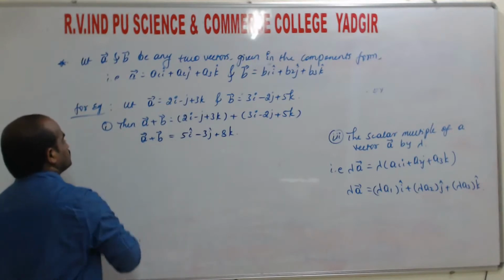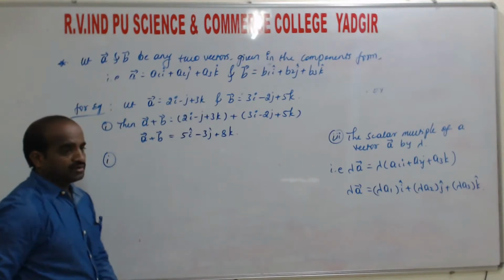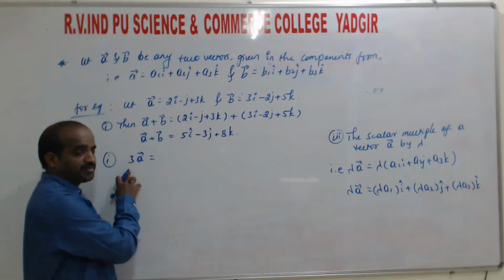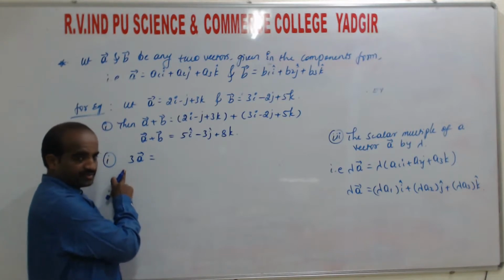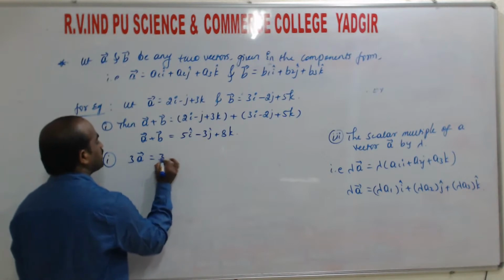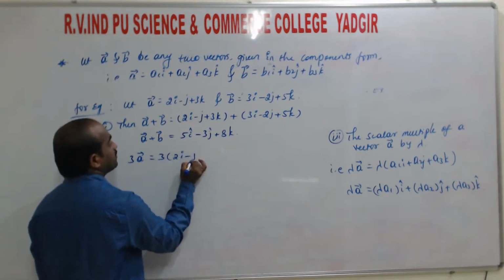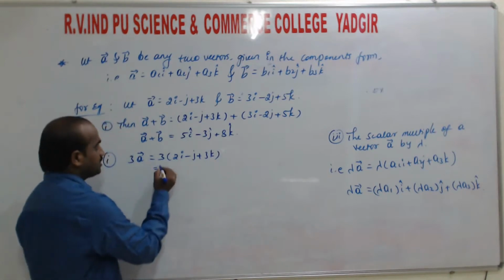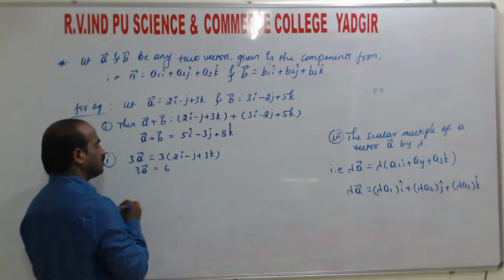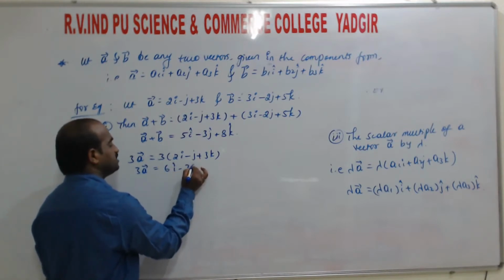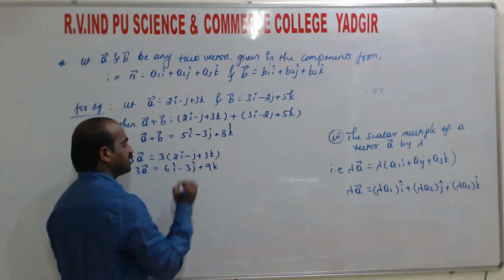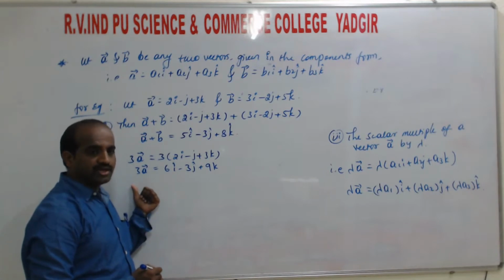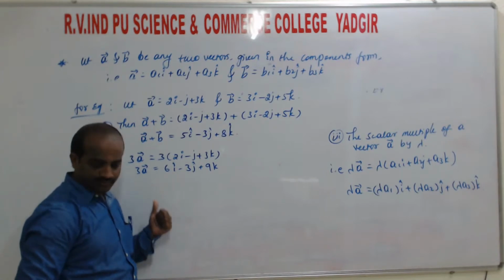Now, third one, we have to find 3 times a vector, the scalar multiple of a vector by 3. 3 into a vector, where a vector is 2i minus j plus 3k. Multiply each one: 3 into a vector is equal to 6i minus 3j plus 3 into 3, 9k. This is the scalar multiple of a vector by 3.